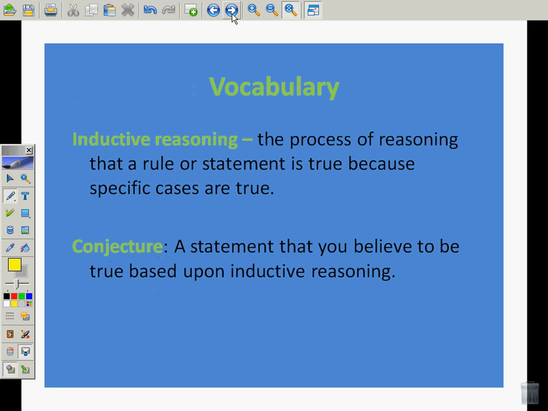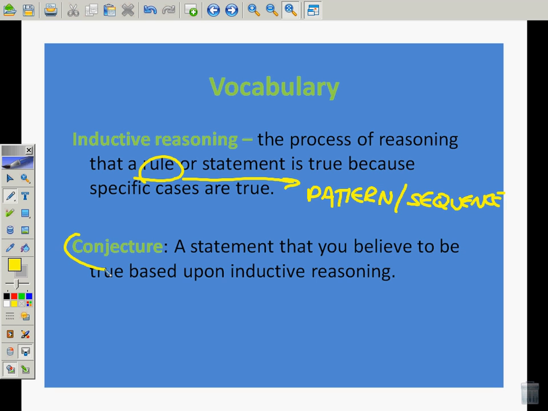And as we go on, we're going to talk about vocabulary. Inductive reasoning is the process of reasoning that a rule or statement is true because specific cases are true. Okay, so this rule is really talking about a pattern or sequence. That's the rule that we're talking about. So when we talk about patterns and sequences, inductive reasoning is going to help us make guesses.